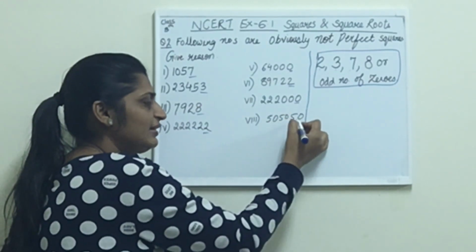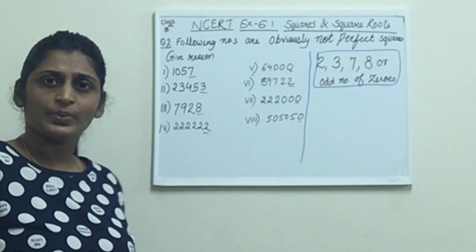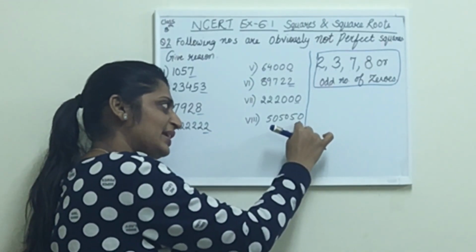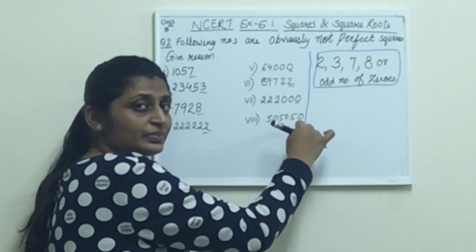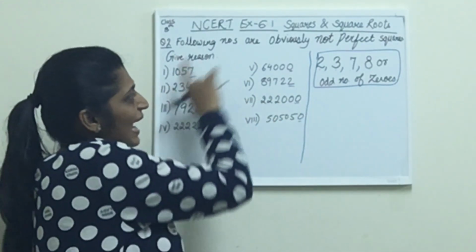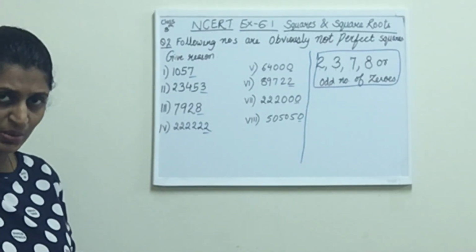And the last, 8th part, is 505050. It ends with 0, but how many zeros does it have? It has only 1 zero at the end, which is also an odd number. Therefore these 8 numbers which are given to us are not perfect squares.